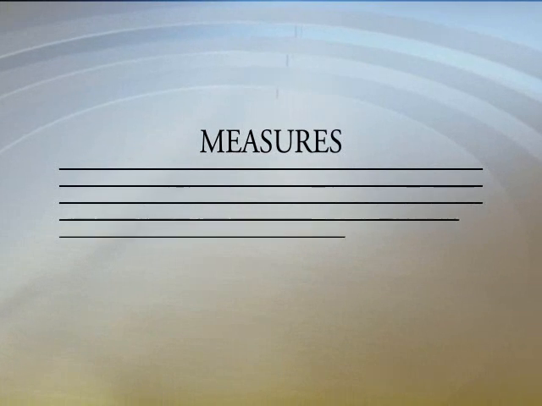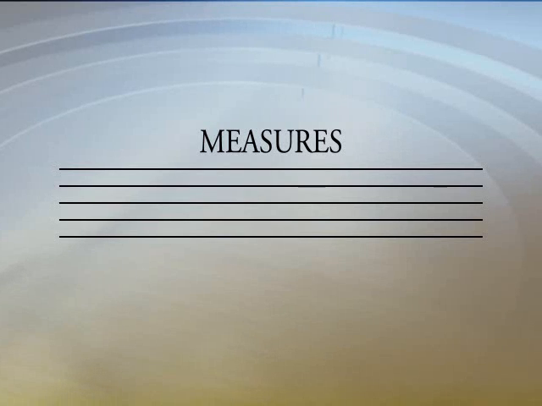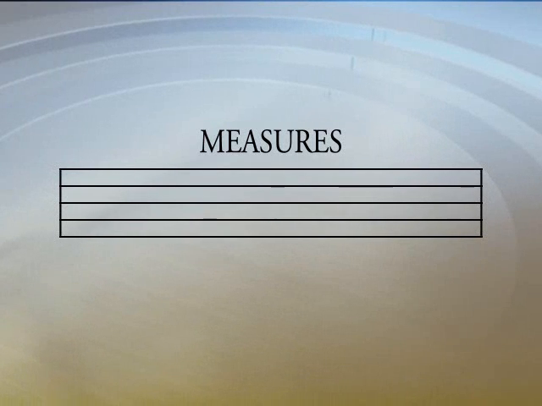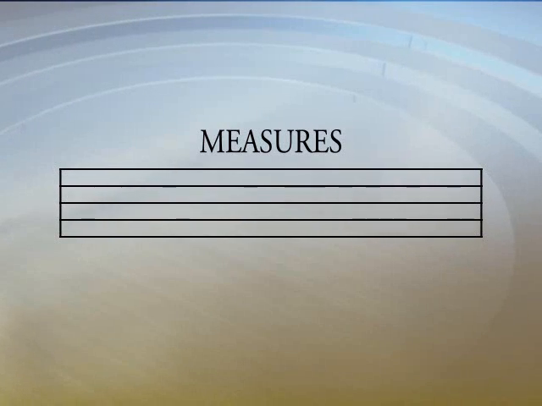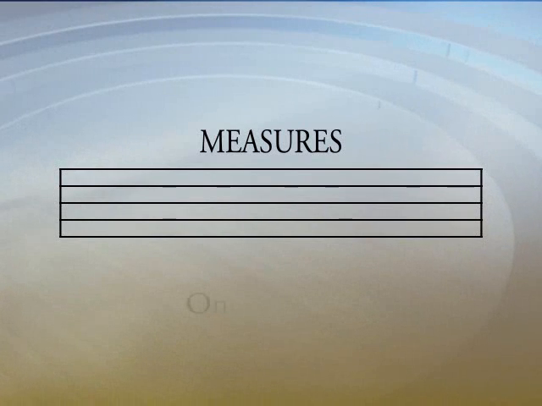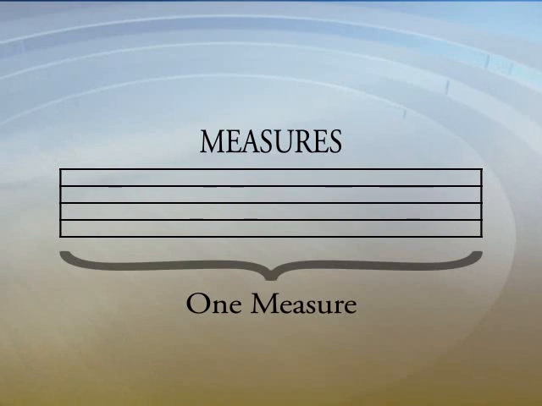Now we will cover measures. A measure is indicated by a vertical line going from the top line of the staff to the bottom line of the staff. The space between each set of vertical lines is designated as one measure.